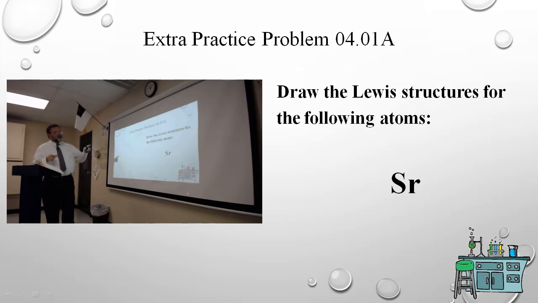Draw the Lewis structure for the following atom, Sr. I think it's strontium, but frankly, there's a lot of these I don't use very often, so I tend to forget them. But that's why I tend to just also say Sr. Okay? So what is the Lewis structure for the element whose symbol is Sr?